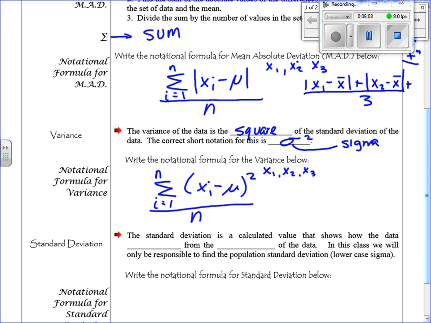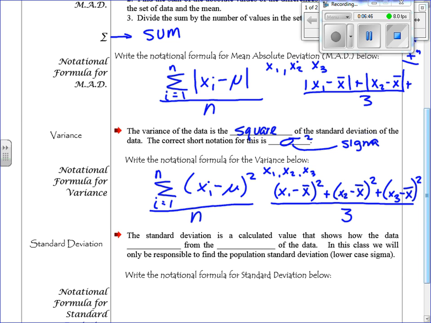So if I have these values, the only difference between mean absolute deviation and variance is that I'm still going to do x sub 1 minus the mean of the data set, squaring it, plus x sub 2 minus the mean of the data squared, plus x sub 3 minus the mean squared, all of it all over the total number of values that there are. In this case, it would be 3.